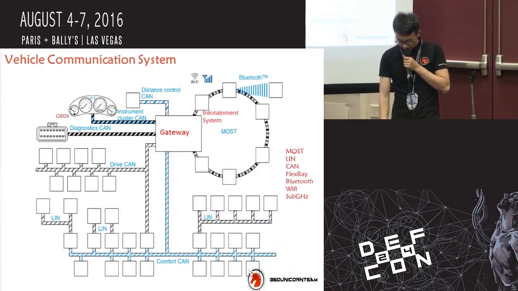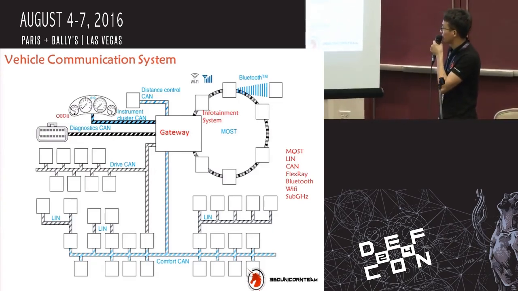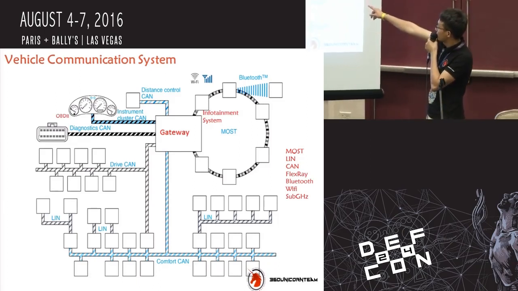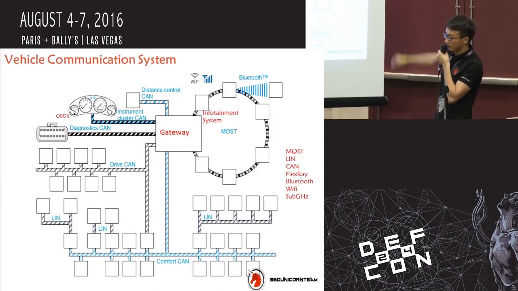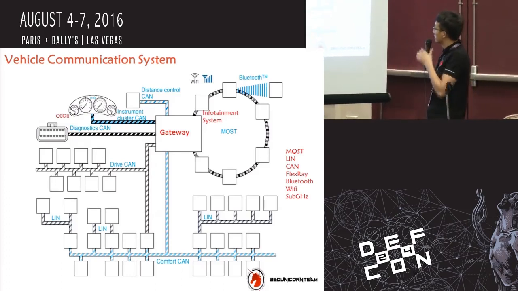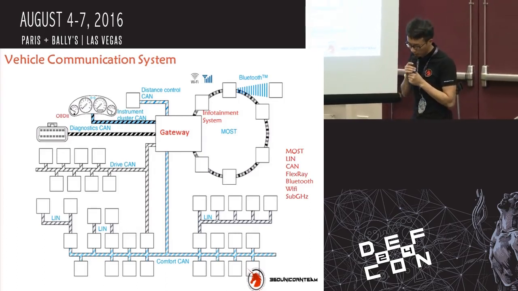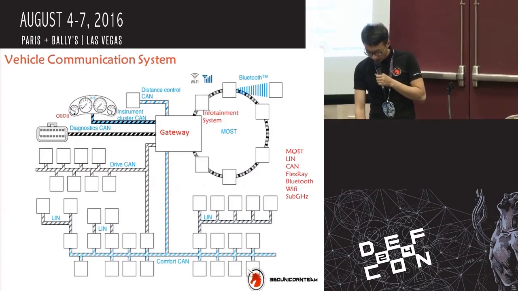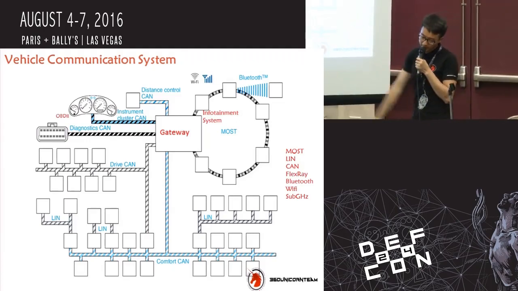So this is a typical vehicle communication system that consists of multiple protocols like LIN and drive CAN. There are multiple CAN buses, diagnostic CAN, and there is an infotainment system, which often uses the MOST protocol. So actually, I have to acquire the CAN traffic. I got my CAN traffic from the engine CAN, the drive CAN.